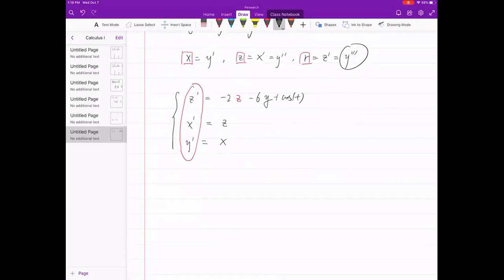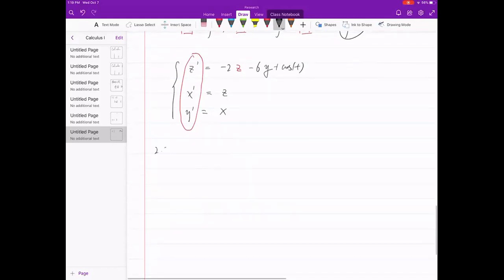Sounds good? All right, for systems, look for two cases. You have two things you are interested in, or you have higher order. That's it. Now let's talk about how to solve the system.